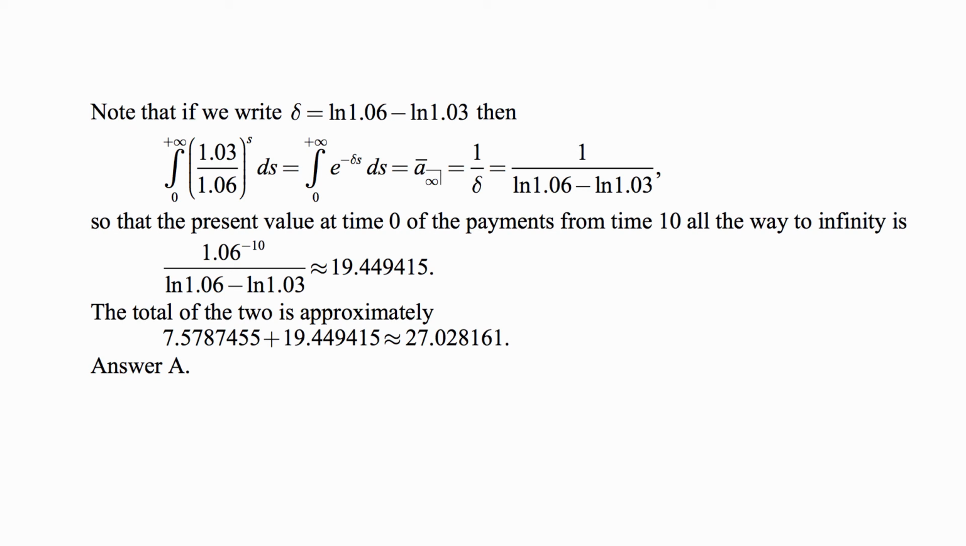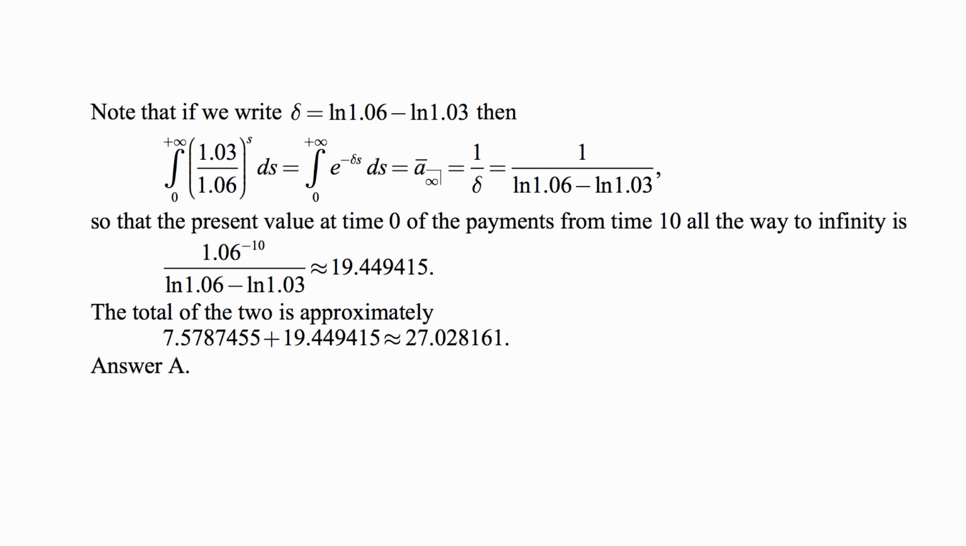So that delta is the natural logarithm of 1.06 minus the natural logarithm of 1.03. And then if we do this, then this becomes the integral from 0 to plus infinity of e to the minus delta s ds, which is a perpetuity at that force of interest delta. So it must be equal to 1 over delta. But delta is ln of 1.06 minus ln of 1.03, so this is equal to 1 over the natural logarithm of 1.06 minus the natural logarithm of 1.03.